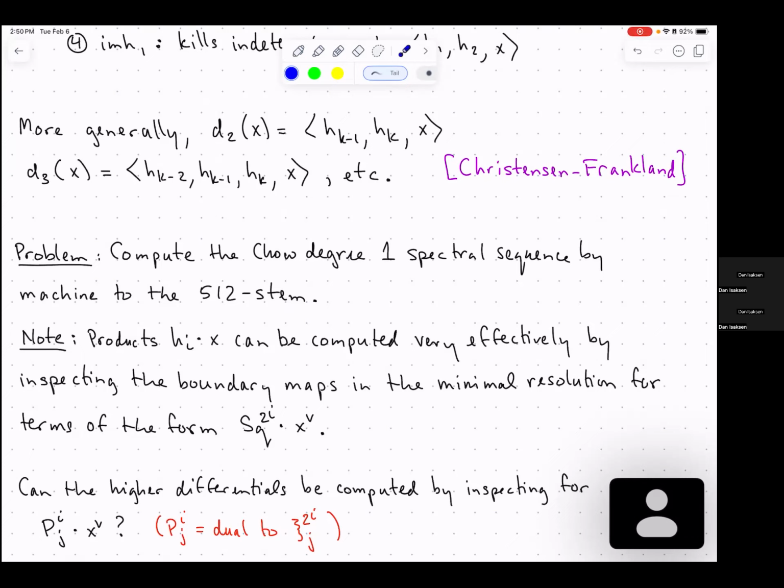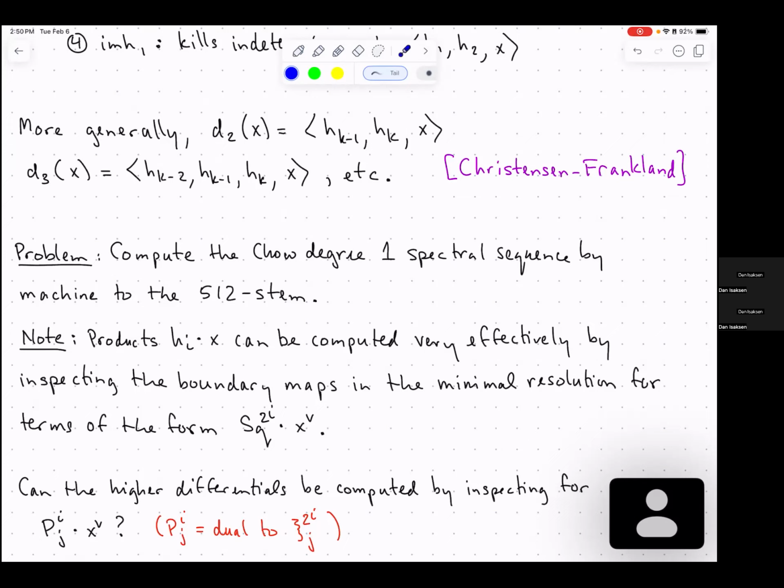But I think you can actually compute the higher differentials as well by machine. Okay, so here's how I think this ought to go. It's a little speculative, but first of all, if you want to compute products hi times x in classical Ext, there's a standard way that you do it: you lift chain maps and do what the homological algebra textbook tells you to do. But there's actually a shortcut for these particular products. They're not arbitrary products, not x times y, it's just the hi's, specifically hi times something. There's a very effective way of doing it.